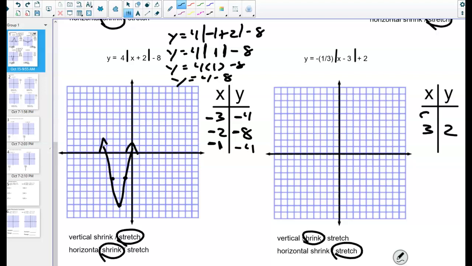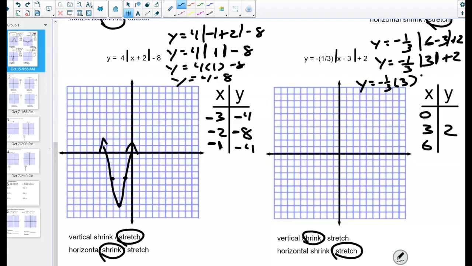When I pick my points, I'm going to use 0 and 6. I'm going to go factors of 3. That way I don't deal with fractions. So y equals -1/3. We'll use 6. 6 minus 3 plus 2. The absolute value of 6 minus 3 is 3, and it's y equals -1/3 times 3 plus 2. Negative 1 plus 2, that's 1 and 1. Okay. So 3, 2. We have 0, 1, 6, 1.